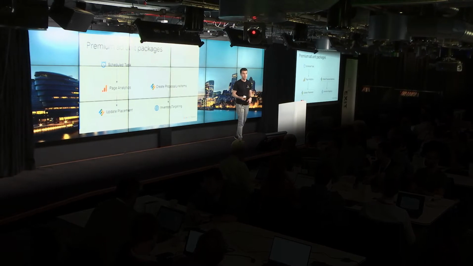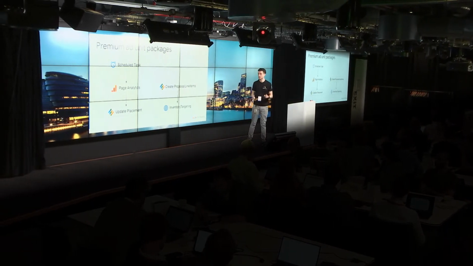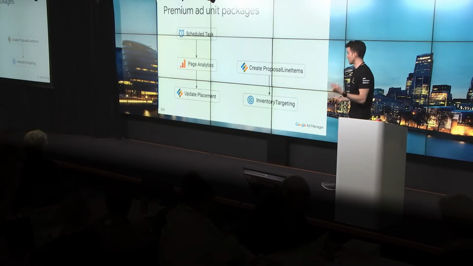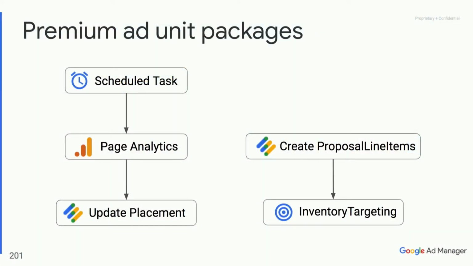So this also has two tracks. First, we are going to set up a scheduled task, and then the scheduled task is going to make a query to Google Analytics to get your page data. And then with that, we will update a placement, which if you're not familiar with a placement in Ad Manager, it's just a collection of ad units. And then after that, we'll show how to create a proposal line item and then target that placement through the placement ID. So first, let's look at how we'll actually update the placement.